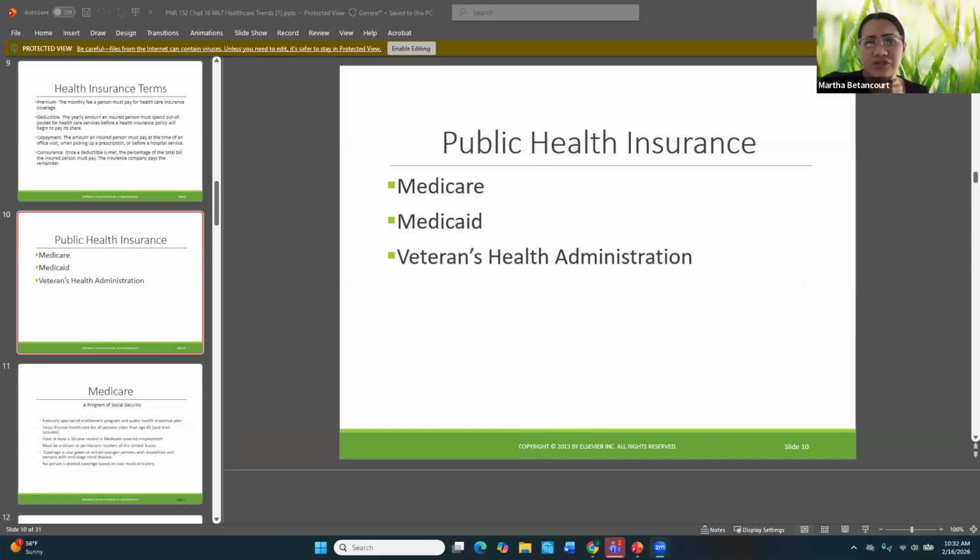Quick question. How would you spend the deductible? So let's say you go to the doctor, and you paid your copay, but you haven't met your deductible. Basically, you're going to have to pay that visit out of pocket until you meet your deductible.